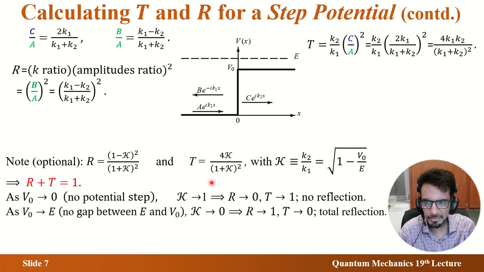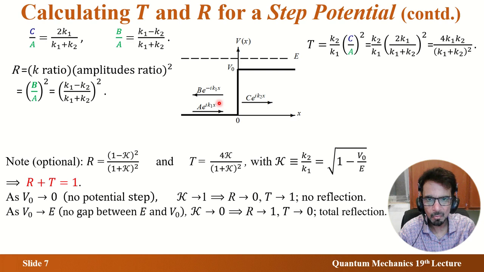The result says that in that case, because E and V0 are the same, the ratio V0 over E is 1, so 1 minus 1 is equal to 0. So your calligraphic K is 0. So R is 1 minus 0 over 1 plus 0, R is 1, and T is proportional to calligraphic K, and when calligraphic K is 0, T is 0. So R is 1, T is 0, so that means 100% reflection.